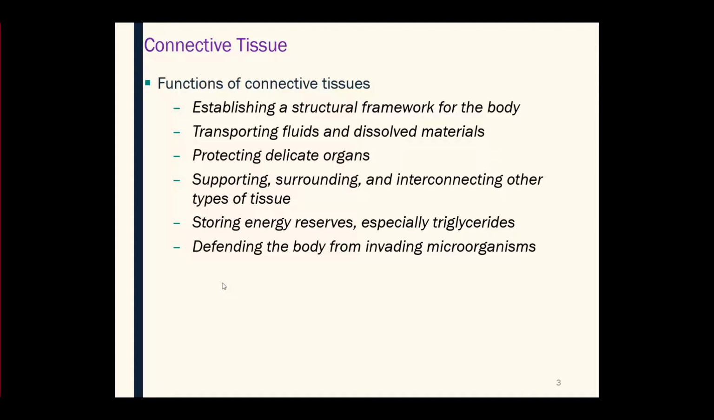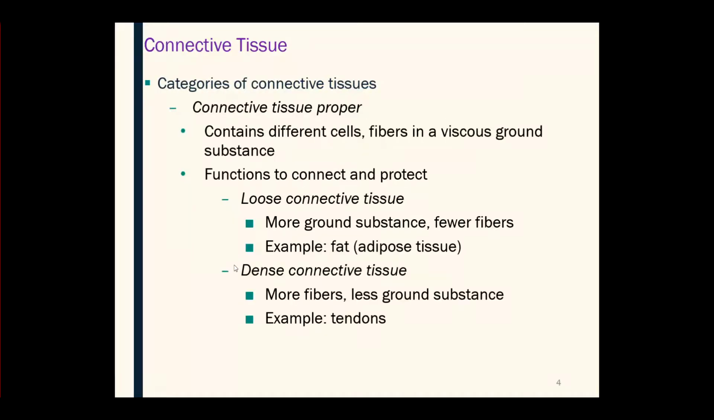The next dot goes back to fat again, right? Storing energy reserves in the form of triglycerides. That's our fat cells, right? We call them adipocytes. That is a type of connective tissue. And then finally, the last dot goes back to blood, right? We have in our blood certain cells that defend the body from invading organisms, right? Certain white blood cells. And again, we'll go over that also. All right, so this is just a general slide going over the functions of connective tissue. And again, in the subsequent lessons, we'll take a look at each one in more detail.